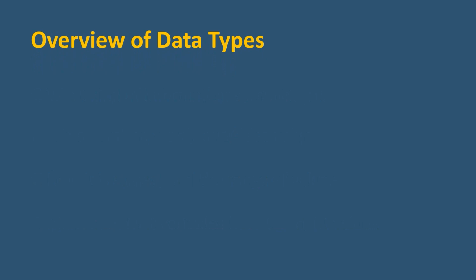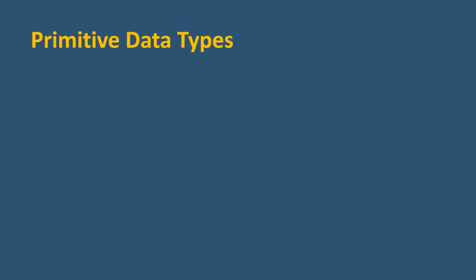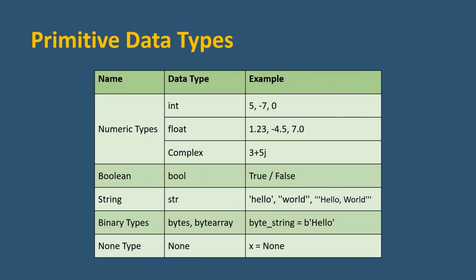Python supports different types of data. These data types are divided into two main categories: primitive and collection. Primitive data types. These are the essential building blocks for storing simple values. They represent single pieces of data and are directly manipulated by the computer's memory.